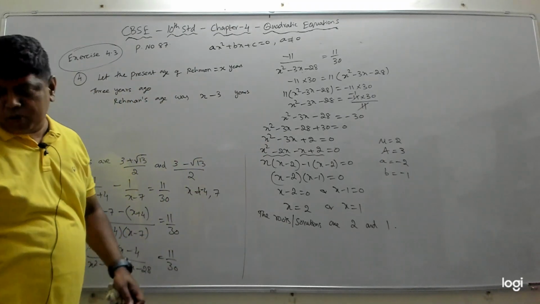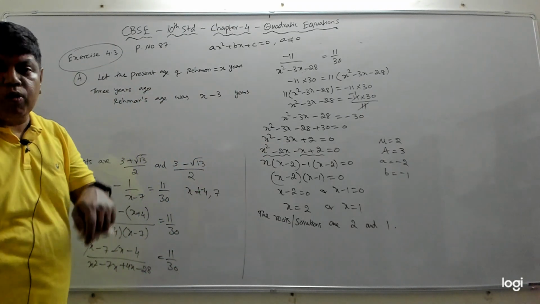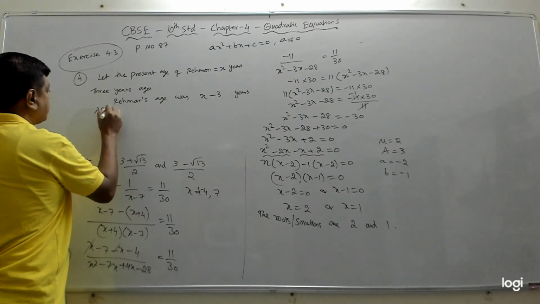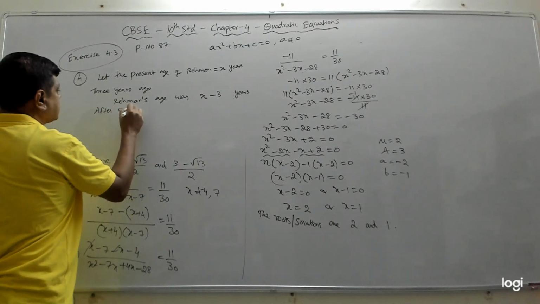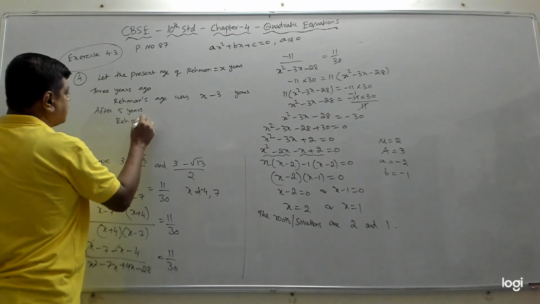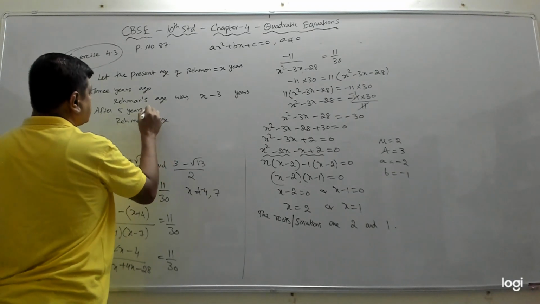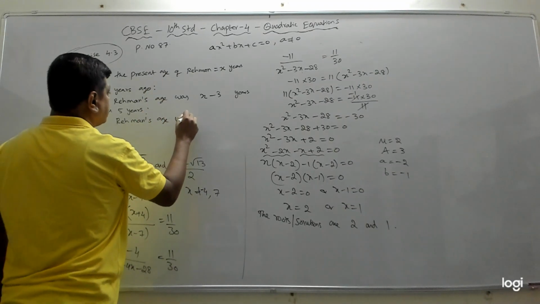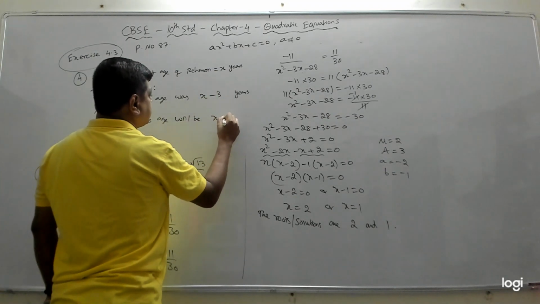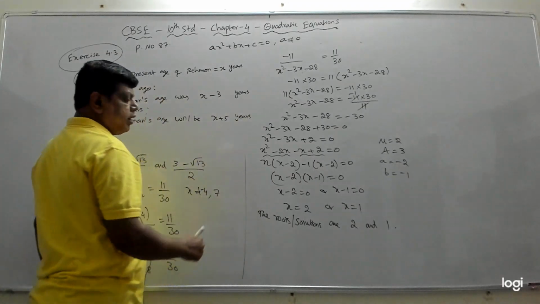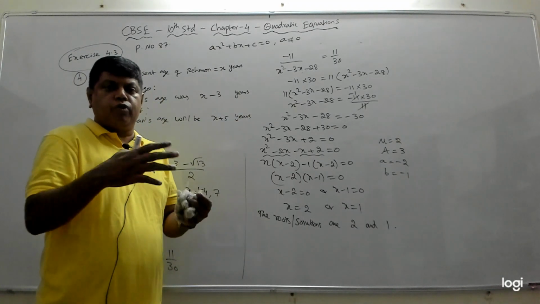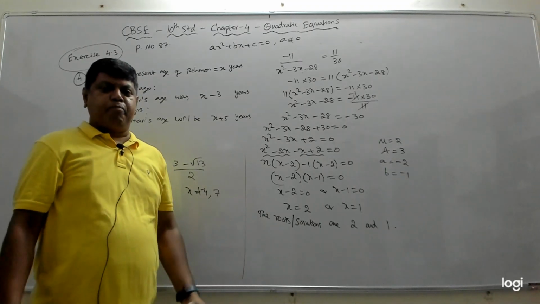Now they are also talking about 5 years from now. 5 years from now means after 5 years. Now after 5 years, what will be his age? Rahman's age presently is X. After 5 years, he will become X plus 5. Right? Currently, suppose your age is 14. After 5 years, what is your age? 14 plus 5, which is 19. Right?